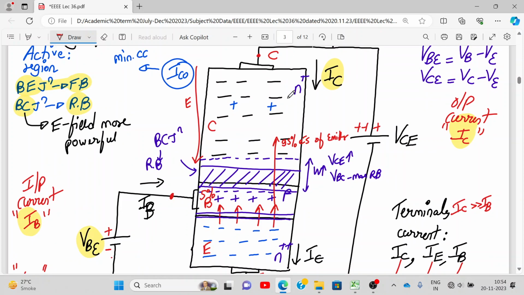In the base collector region, since it is reverse biased, there is a minority charge carrier current called ICO. That is also there.